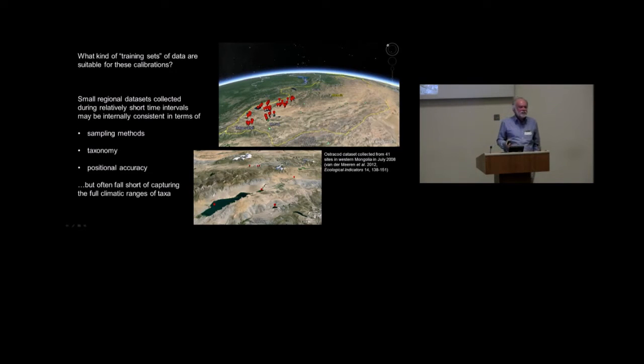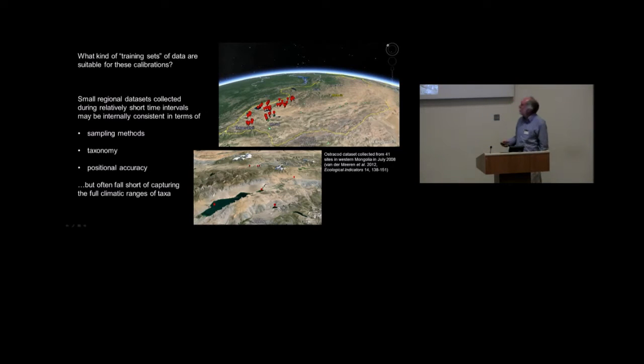They can be internally consistent in terms of sampling methods, the taxonomy, positional accuracy and so on, but they tend to fall short of capturing the full climatic or temperature ranges of the species that we're interested in. So they're of limited use on their own for paleoclimate reconstruction kind of work.